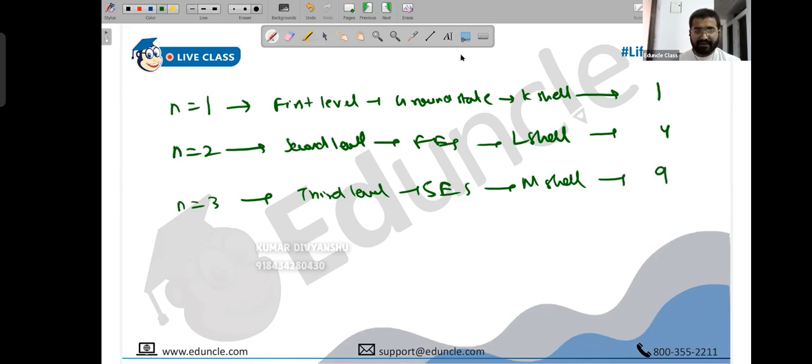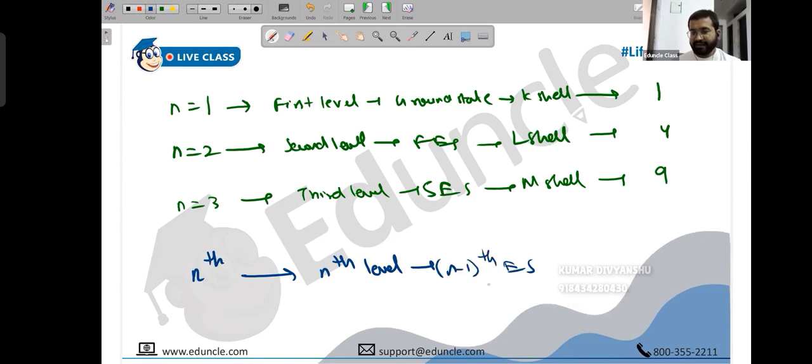Something in the chat box. So yes, Mona, that's correct. No, absolutely. So that's what I was about to ask. So for people, for the nth level, what is the excited state? N minus 1. N minus 1 excited state. Second level, first excited, third level, second excited, nth level, n minus 1 excited state.